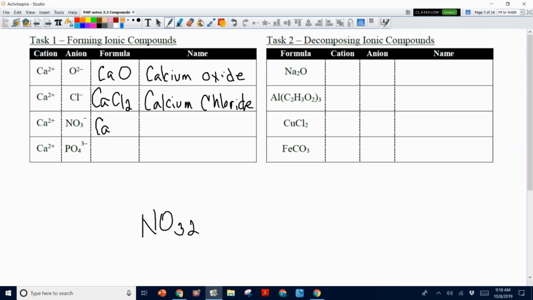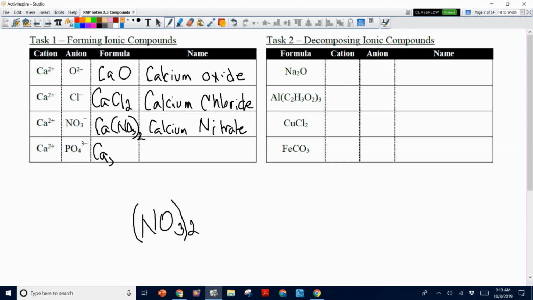If you have more than one polyatomic ion, we need to some way separate that 3 and 2. And the way we do it is by putting parentheses around it. So this is going to be parentheses NO3 and then the 2 on the outside. And this is a polyatomic ion, so this is going to be called calcium, and then we keep the polyatomic ion. If you look up NO3, that's a nitrate. So it's calcium nitrate.